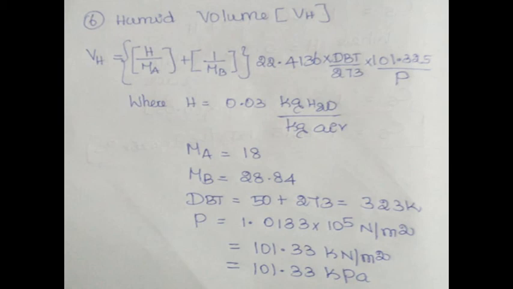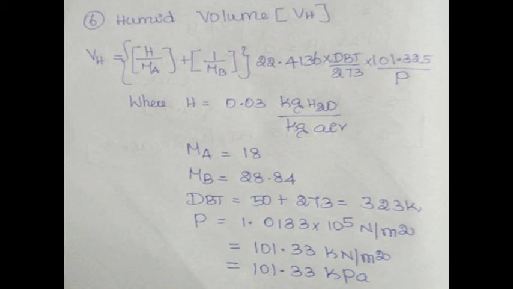22.4136 into dBT by 273. dBT is nothing but dry bulb temperature. For our case, dBT is equal to 50 degrees Celsius. Substitute in terms of Kelvin. 50 degrees Celsius converted into Kelvin, plus 273, is equal to 323 Kelvin. Multiply by 101.325 divided by P. P is nothing but total pressure.